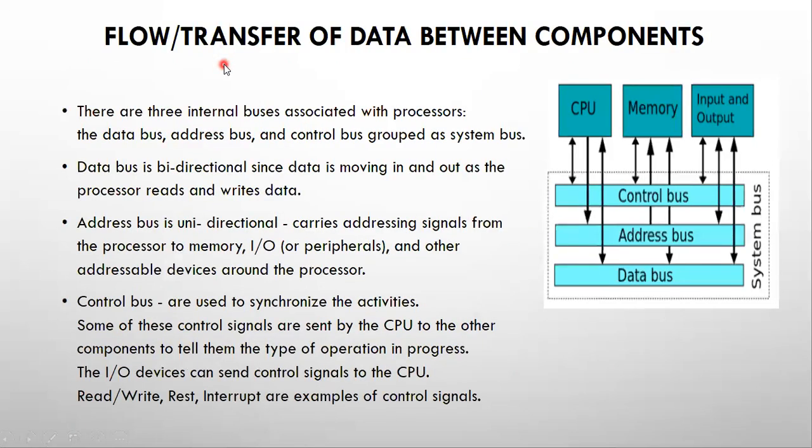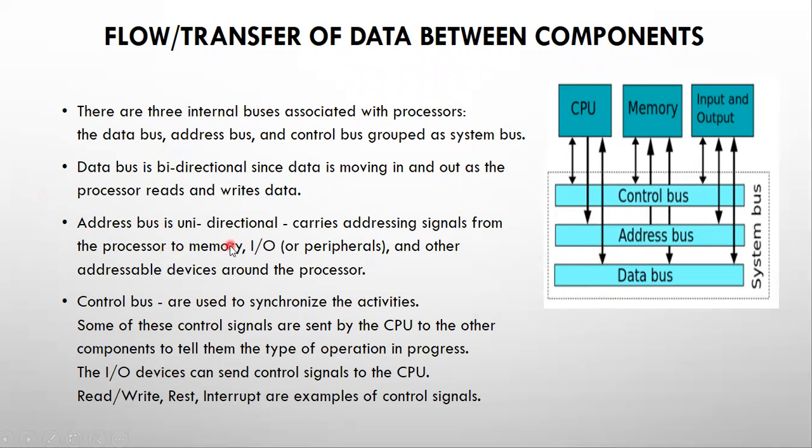Next, we're looking at the flow transfer of data between components. Now, we spoke about there being 3 internal buses. We've got the data bus, the address bus, and the control bus. That's grouped as a system bus. The power bus transmits electricity, but these 3 work together for the processing that happens on the motherboard. So we need an address bus, we need the data bus, and we need the control bus. Your data bus is bidirectional. That means it travels in both directions since data is moving in and out of the processor. So if you look at your CPU, the data bus is bidirectional. See the arrow? It goes both ways.